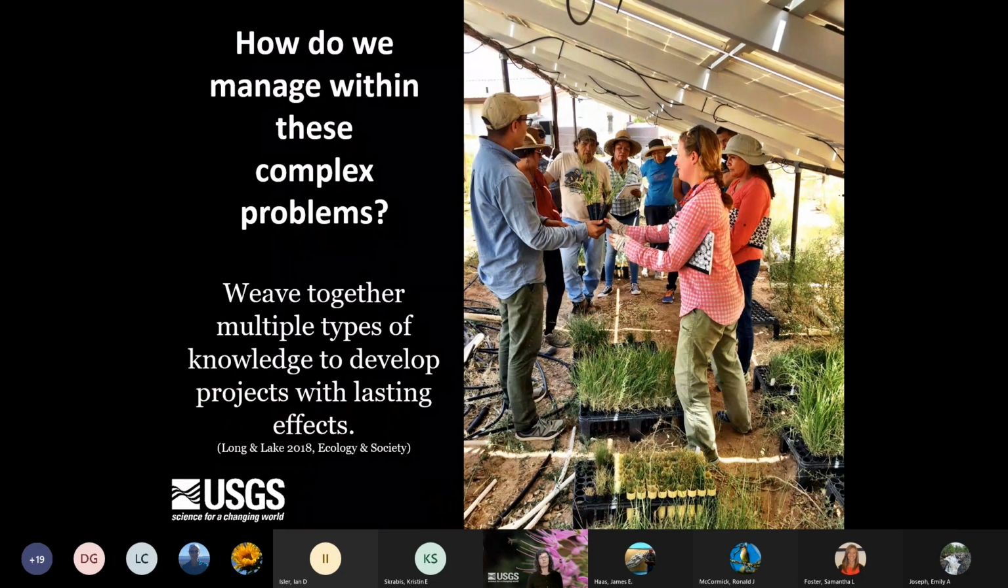And additionally, what's really important and sort of where I spend a lot of my time is weaving together multiple types of knowledge to develop projects with lasting effects. And so, yes, we use Western science, we're USGS, we bring to the table incredible cutting edge science. And also, what helps us to inform some of these projects are people who have spent their lives and even generations on the lands where we work and have incredible, vast knowledges of how these systems work and what the issues are. And so we don't discredit local knowledge and traditional knowledge when we're doing projects with folks.